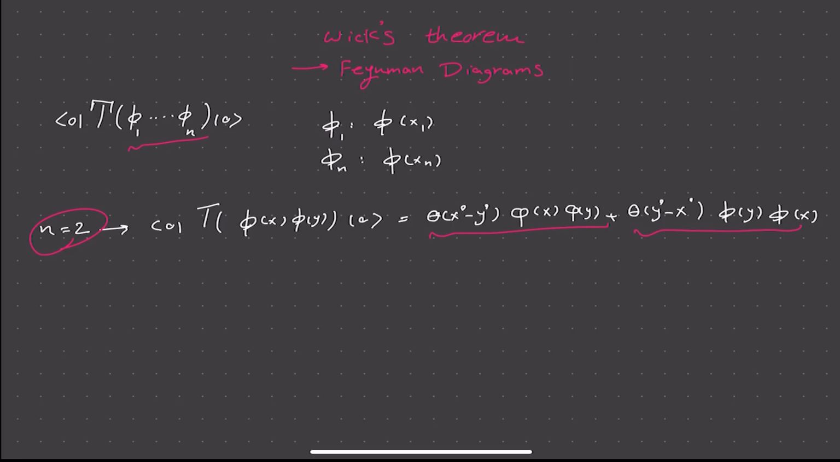In general, when you want to calculate the time-ordered expectation value of an n-point correlation of a field, you can see the notation: phi 1 means phi of x1, phi n means phi at point xn. The whole point of this theorem is how to break it into the two-point correlation functions, which we know how to calculate for the free fields based on creation and annihilation. This is a very useful theorem in order to be able to calculate the Feynman diagram.